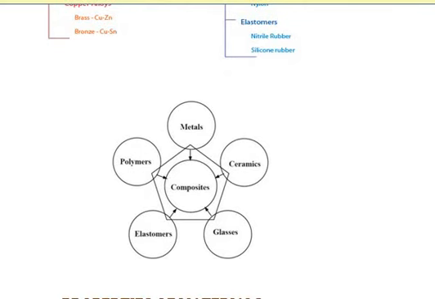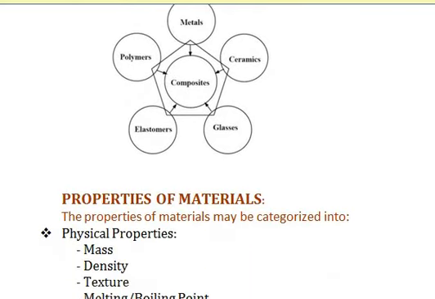Next, we are going to talk about our properties of materials, and we're going to look at them in different categories. So here we have the properties of materials may be categorized into, actually there are about 6 categories. There are physical properties, chemical properties, optical, magnetic, mechanical, thermal properties.